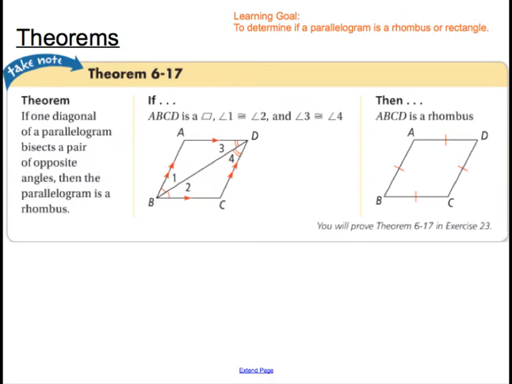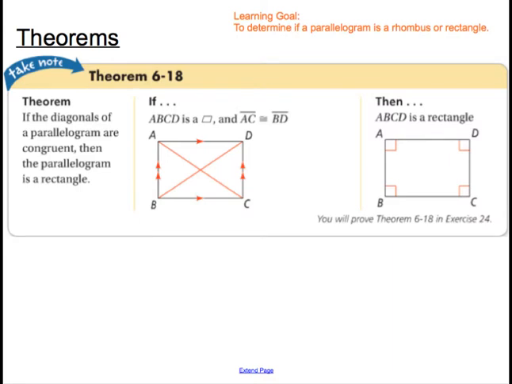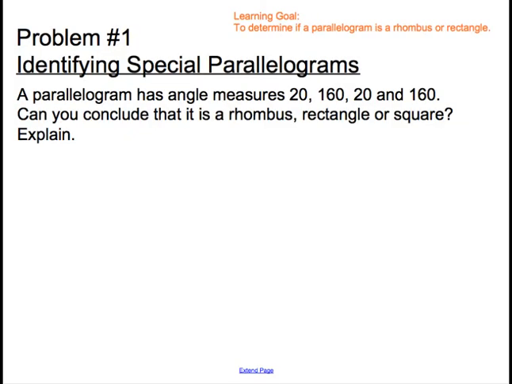Our second theorem gives us another way to determine whether or not a parallelogram is a rhombus. It states that if one diagonal of a parallelogram bisects a pair of opposite angles, then the parallelogram must be a rhombus. And our final theorem of the lesson gives us a way to determine if a parallelogram is a rectangle. It states that if the diagonals of a parallelogram are congruent, then the parallelogram must be a rectangle.